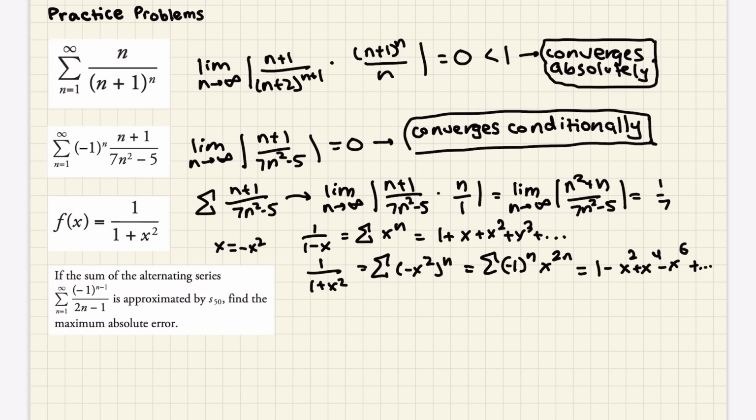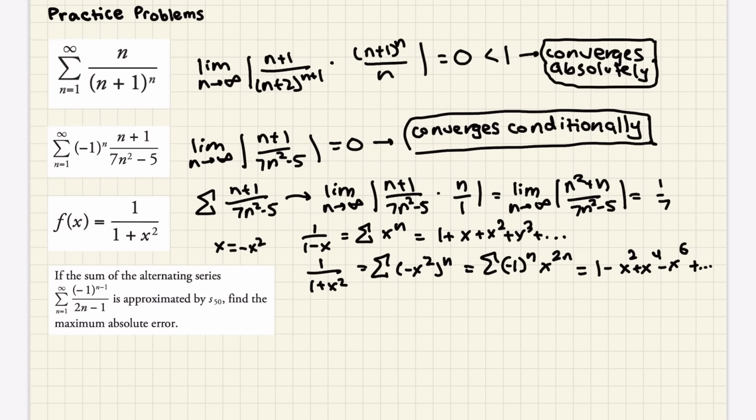Okay, and this last one has to do with error. This is an alternating series, which means we can use the alternating series error bound. It says it's approximated by s of 50, so we use the 51st term. We can just directly plug in 51 into this, because technically this is not a Maclaurin series or a Taylor series or a Taylor polynomial or anything like that. It's just the sum of a series, and you can still use error for that.